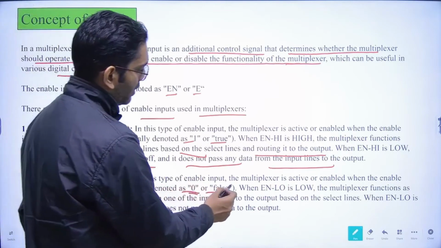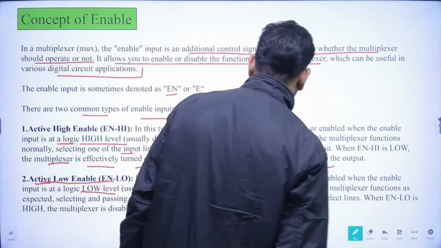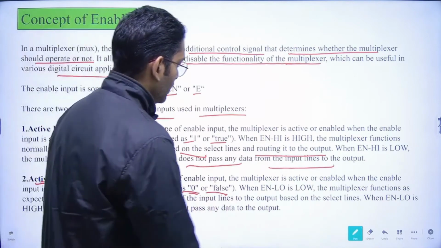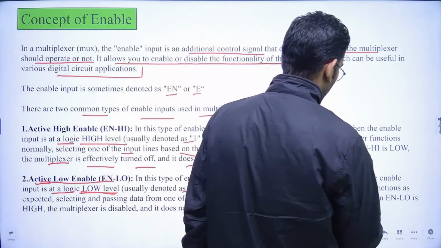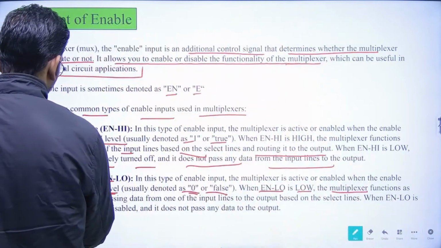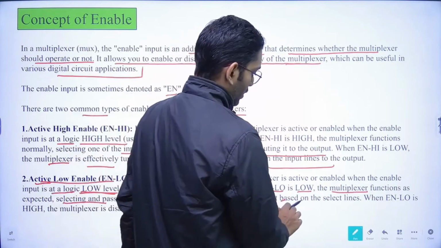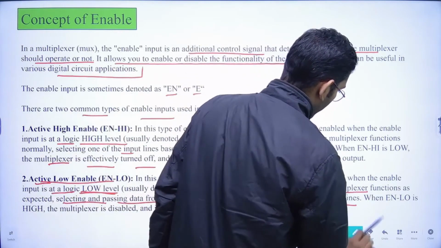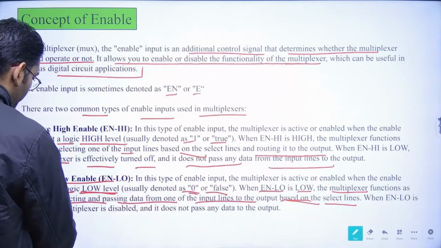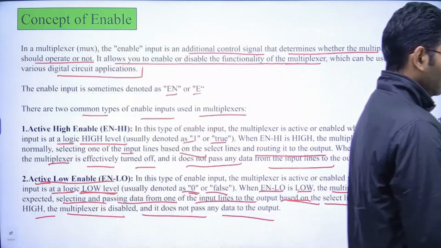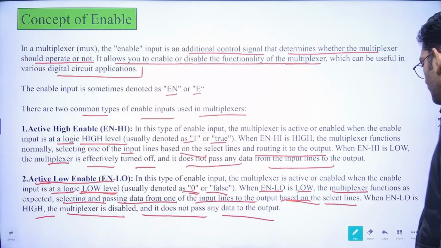In this type of enable input, the multiplexer is active or enabled when the enable input is at a logic low level. When enable low is low, the multiplexer functions as expected, selecting and passing data from one of the input lines to the output based on the select lines. When enable low is high, the multiplexer is disabled and does not pass any data to the output.